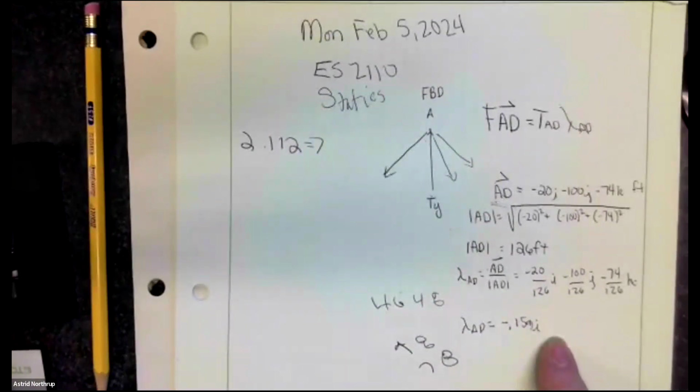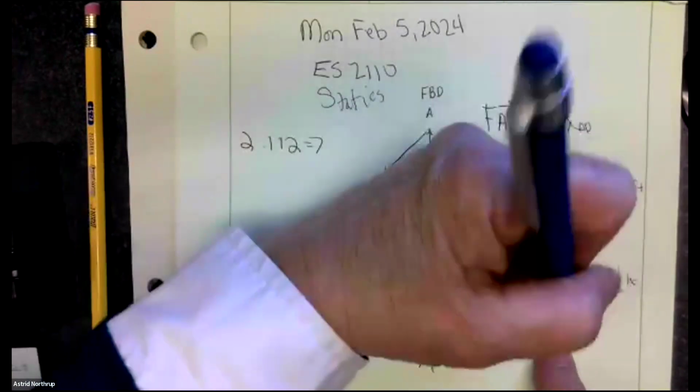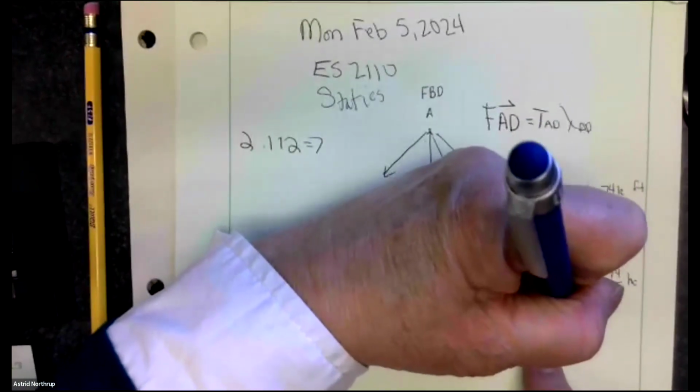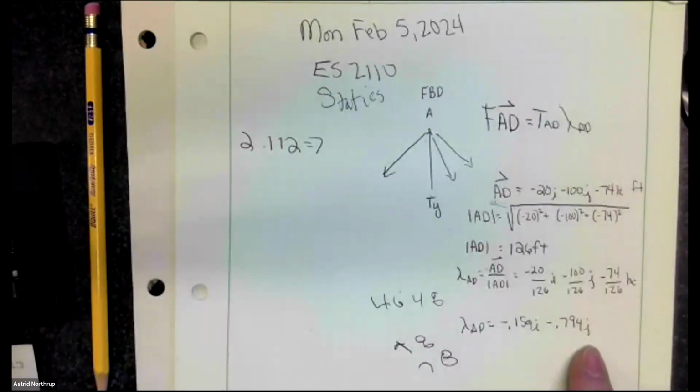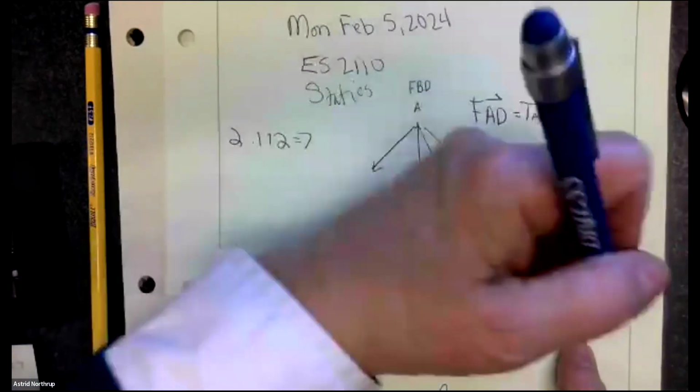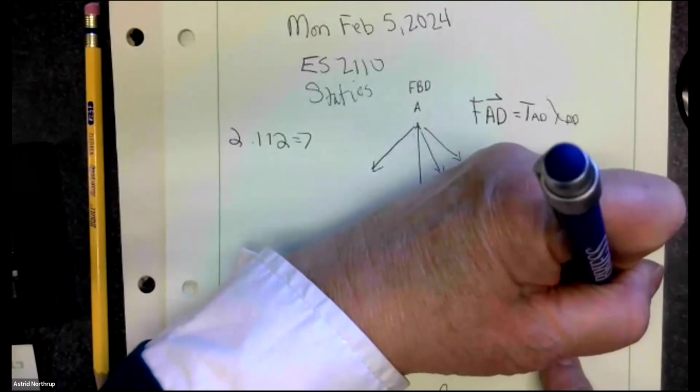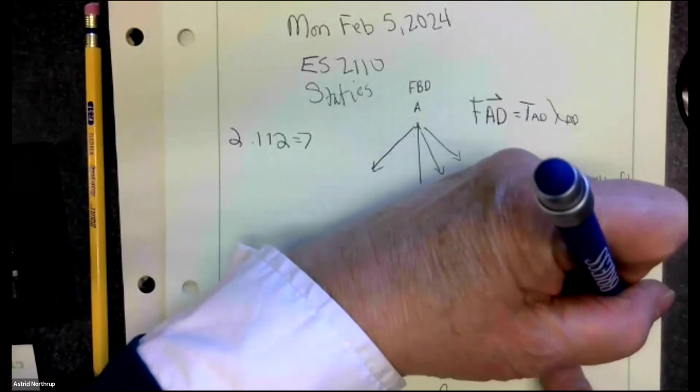And in the J direction, we have 100 divided by 126. So that is minus 0.794 J. And then last but not least, 74 divided by 126. And you get negative 0.587 K.